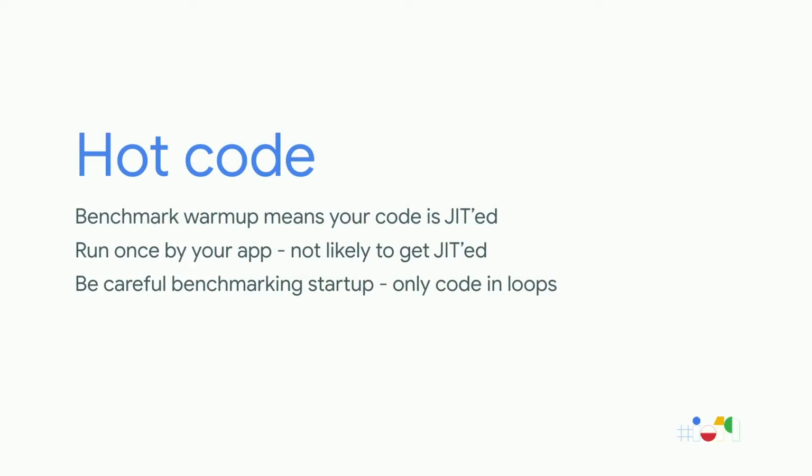Another important thing to remember is that the benchmarking library is primarily for hot code. Because we run all of your code with warm-up, and we run it in a loop, that probably means that the code inside is going to be JITted. Now, that's great if it's something like work that's done by your recycler view, but if it's only run once in a while by your app, it's not as likely to get JITted. So be very careful when you're benchmarking startup. We generally recommend to only benchmark the code that is inside of a loop during startup so that it is more likely to be measured correctly.